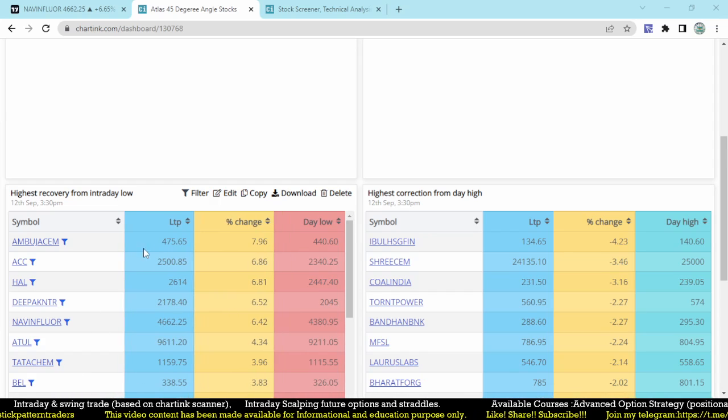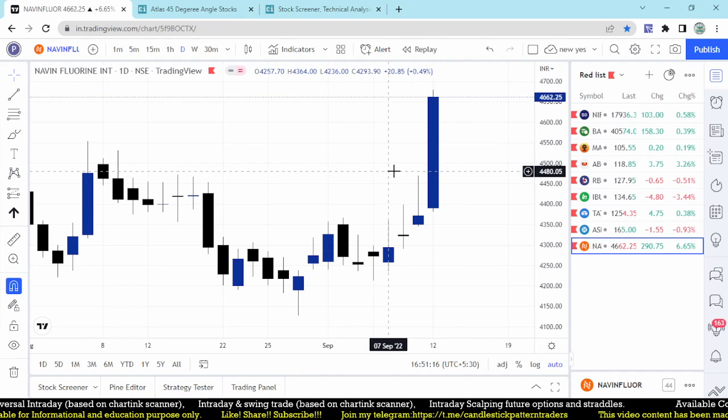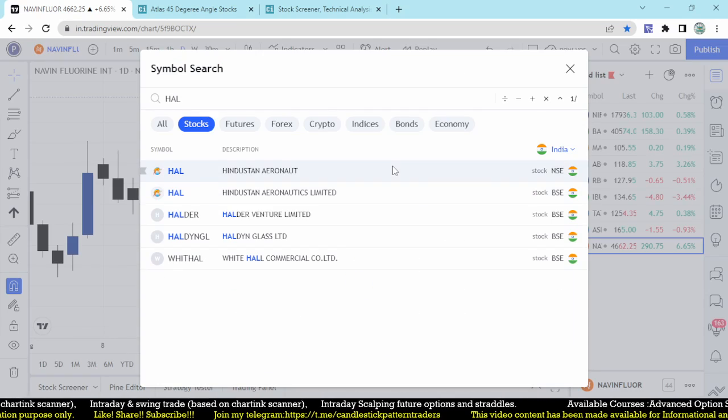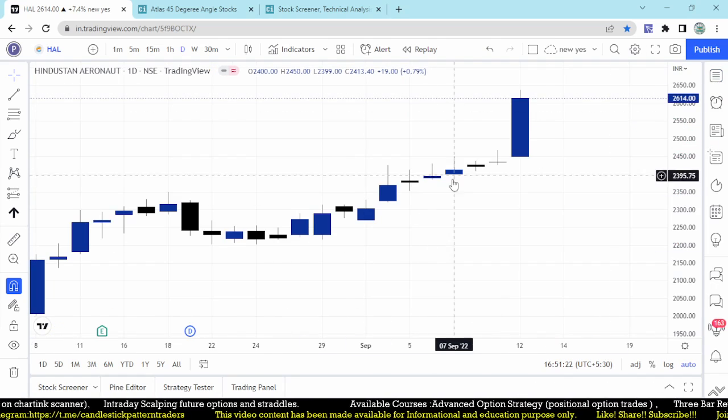From this list, based on the highest recovery from the day low, I found Deepak Nitrite and HAL. HAL is a good one. We were focusing on it from yesterday, where there was a Doji at the top. So I took the trade in Navin Fluoride, but HAL I'm not taking because I'm waiting for a downside move.